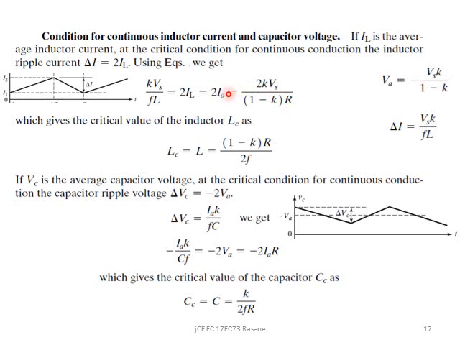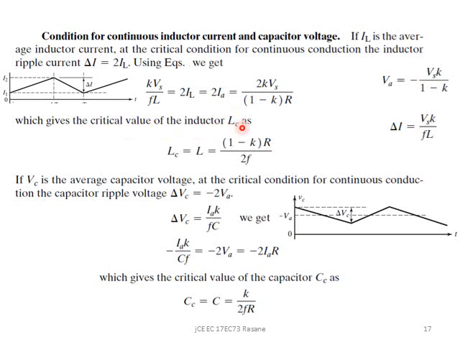How we get this is IA can be represented as VA upon R, and VA we know is equal to VSK upon 1 minus K. So this expression becomes equal to 2 into VA upon R. So VA I have replaced it as K into Vs upon 1 minus K.